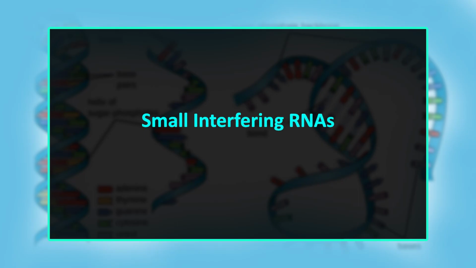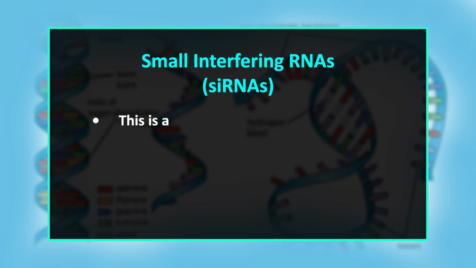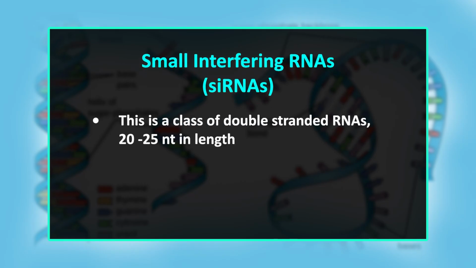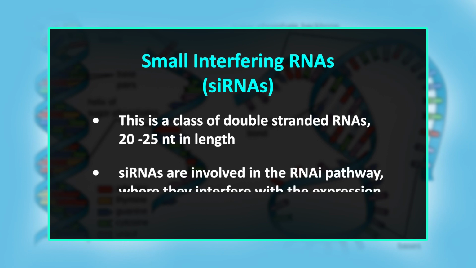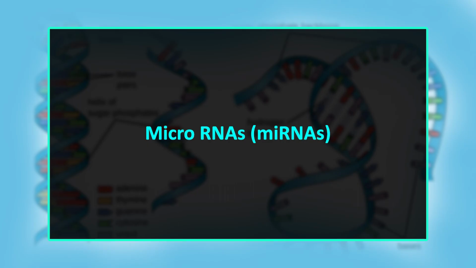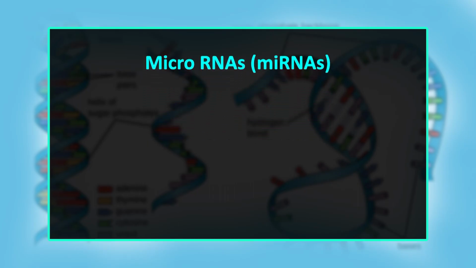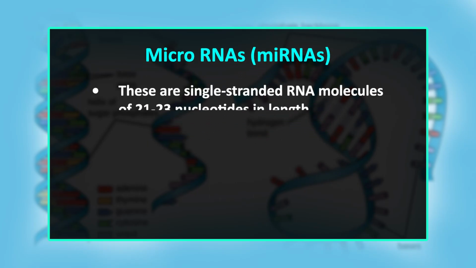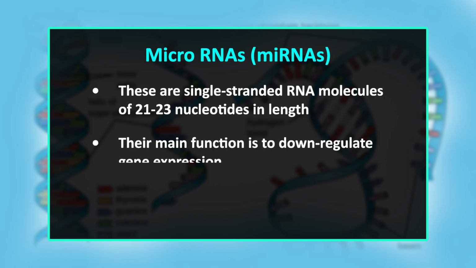Now let us discuss the small interfering RNAs or siRNAs. This is a class of double-stranded RNAs, 20 to 25 nucleotides in length. siRNAs are involved in the RNAi pathway, where they interfere with the expression of a specific gene. Another class is microRNAs or miRNAs. These are single-stranded RNA molecules of 21 to 23 nucleotides in length. Their main function is to downregulate gene expression.